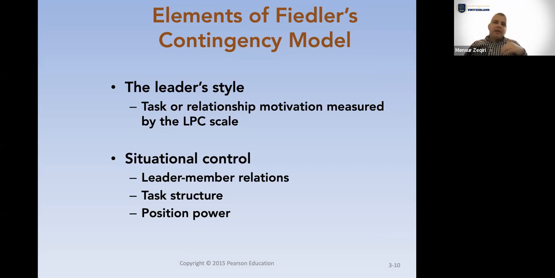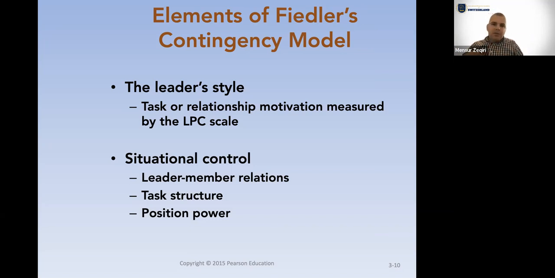And then the second main element of the contingency model is the situational control, because the effectiveness of the leader depends on the match between, as we said, the person and the situation. Fiedler used three situational control factors, which you can see here, to describe a leadership situation, and he ordered them in order of importance.